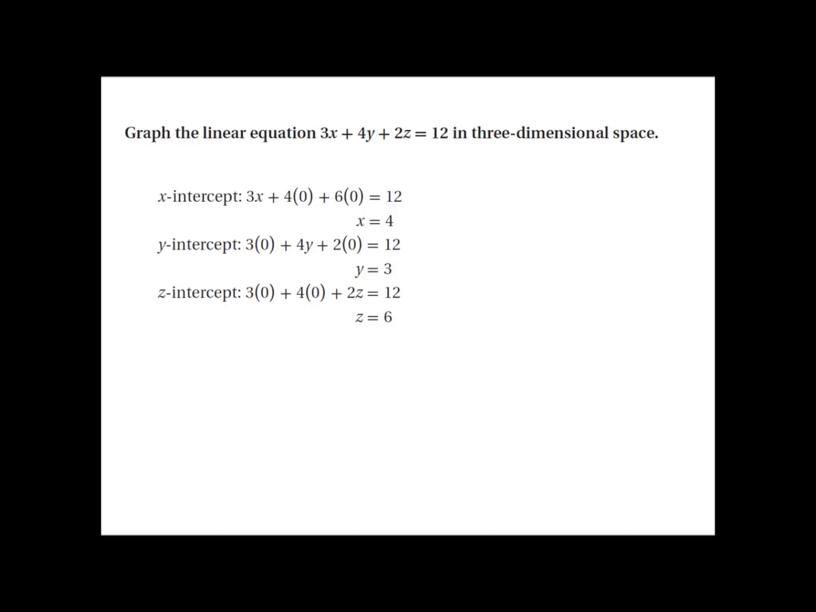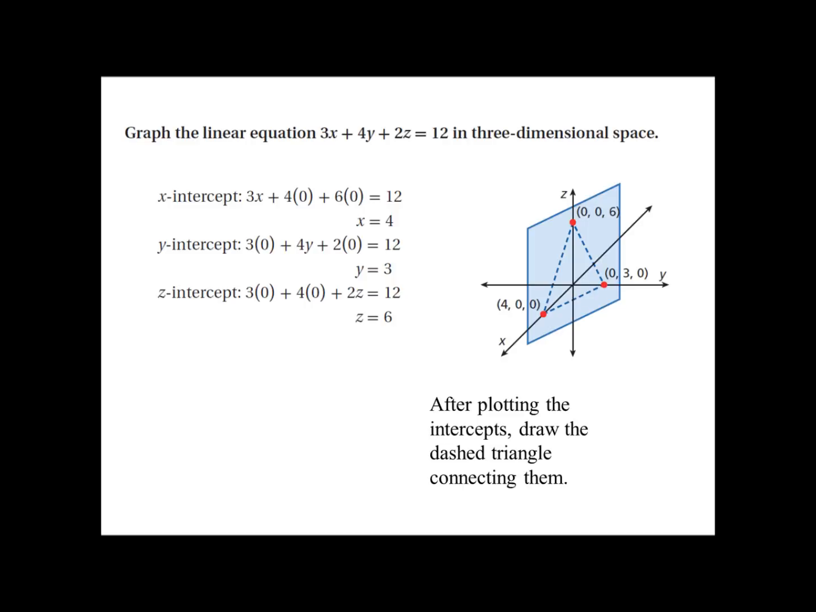Now, these are x, y, and z intercepts. That is, they're points on the x-axis, the y-axis, and the z-axis. So we mark those 3 intercepts, and we draw a dashed triangle between them. This quadrilateral that you see here is the book trying to show this plane that goes through these 3 points. You do not draw that. You just draw that dashed triangle.